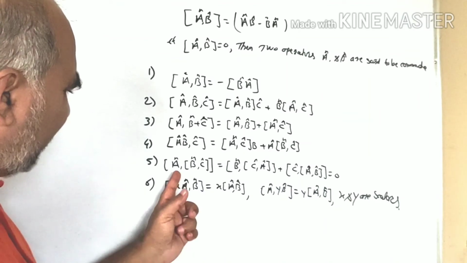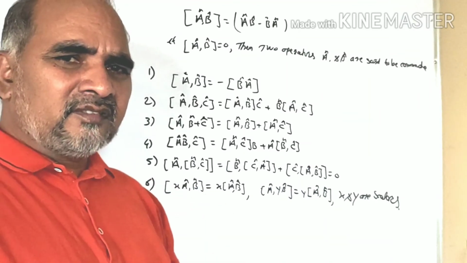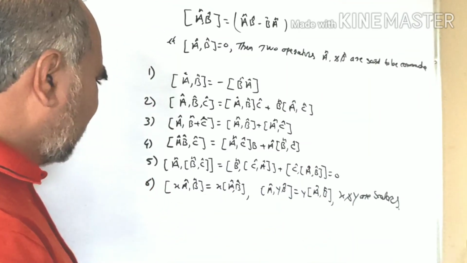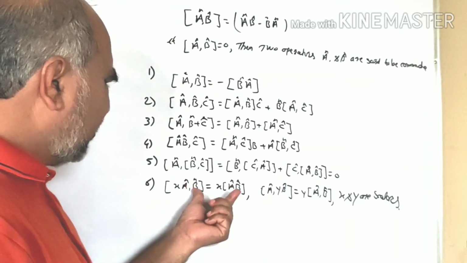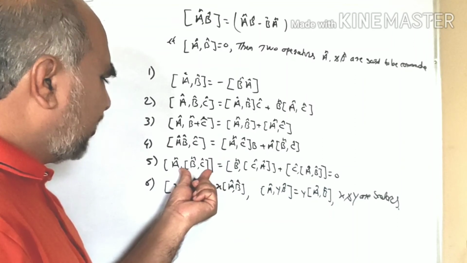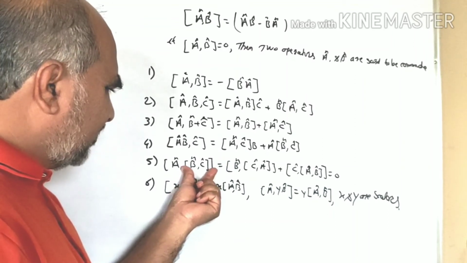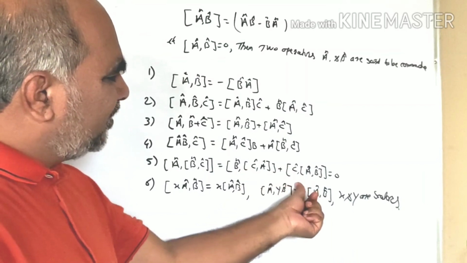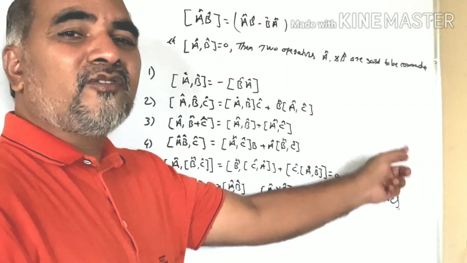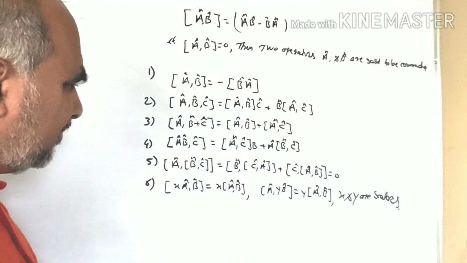And the fifth one: there is also a commutator inside a commutator. The commutator of A with the commutator of B and C, plus B into the commutator of C and A, plus C into the commutator of A and B, is equal to 0. This is the Jacobi identity.